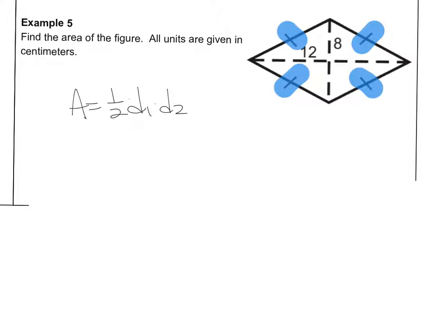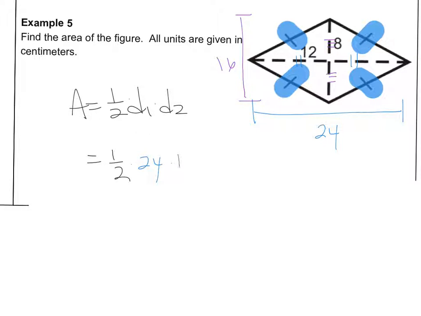Now, if I remember from previous knowledge, diagonals in a rhombus are going to bisect each other. So that means that this diagonal here has a measure of 12 plus 12, or 24. The other diagonal, which has one piece measured at 8, the other piece must also be 8, so this entire diagonal must be 16. So if I plug in, I have 1/2 times 24 times 16, which gives me 192, and since I don't have units given, I'll just call it square units.